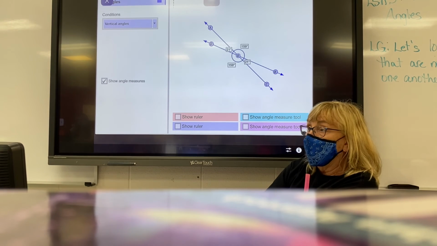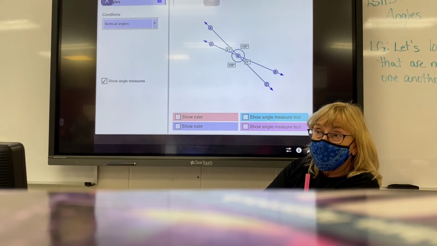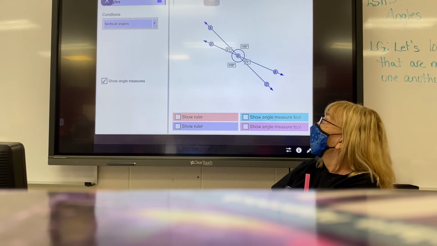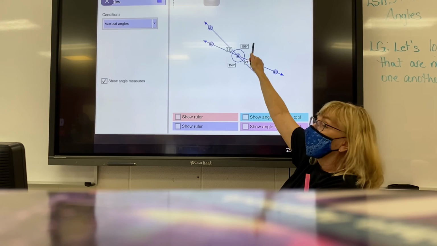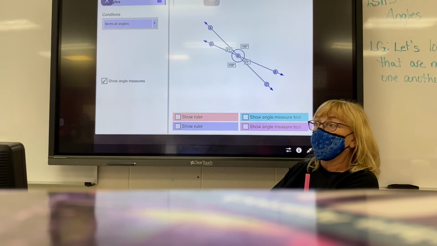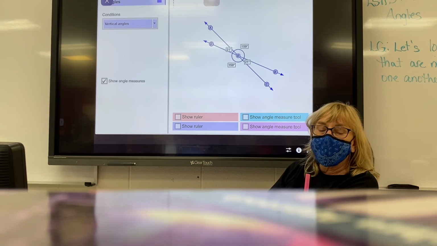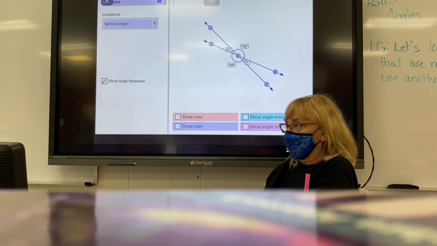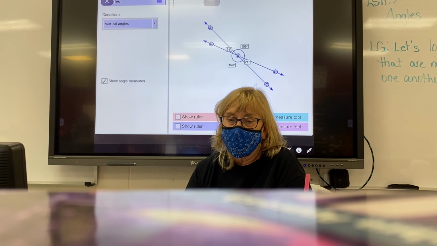And they also equal 180. What equals 180? The vertical angles or the adjacent angles? The vertical angles are congruent. I meant the adjacent angles. The adjacent angles are going to be supplementary. All right? If you want to play around with this, it's on Gizmos and it should show up on yours. Okay.